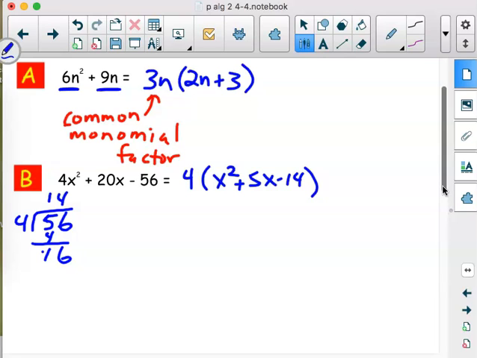Now we have technically factored. It's just that we might not be done yet. We have to factor these completely. So we want to try. We know that x times x gives us x squared. And we're hoping that we can find two numbers that multiply to negative 14 and add to 5.